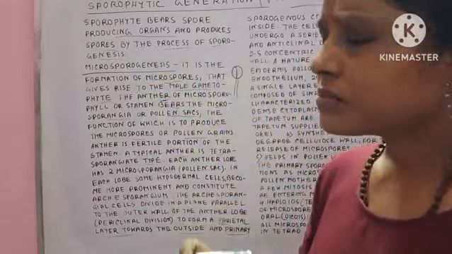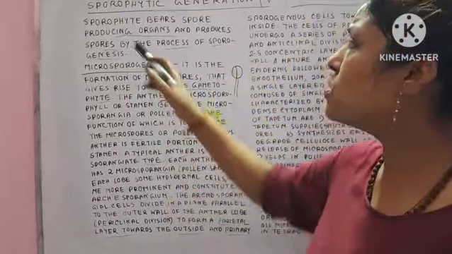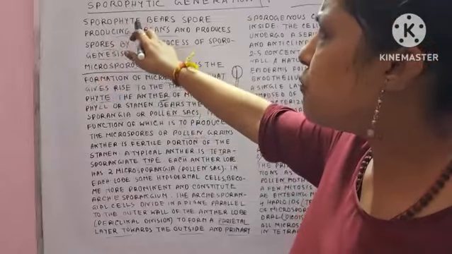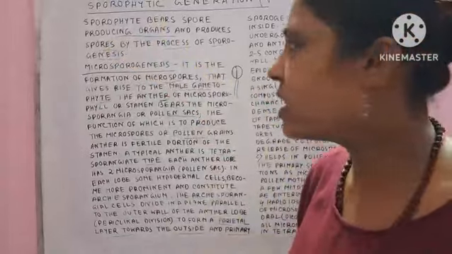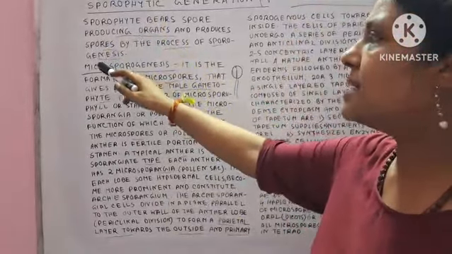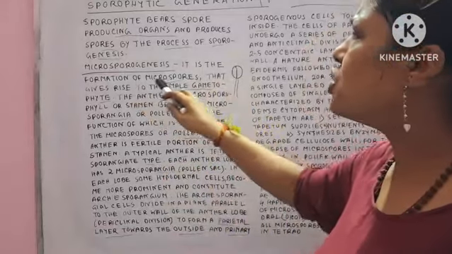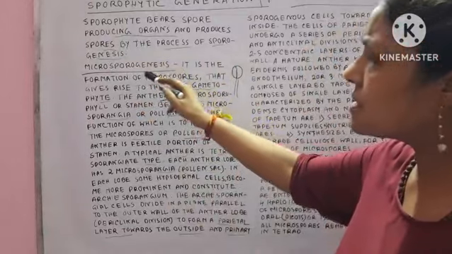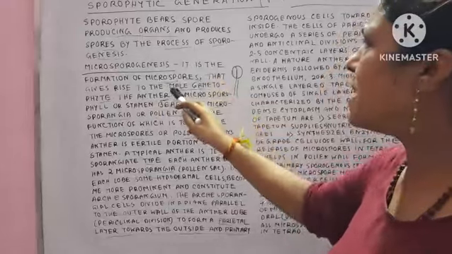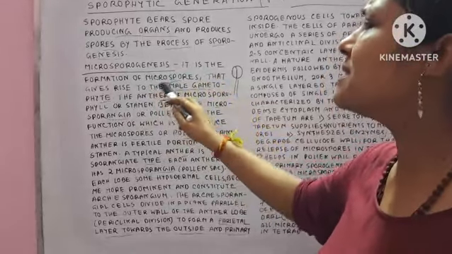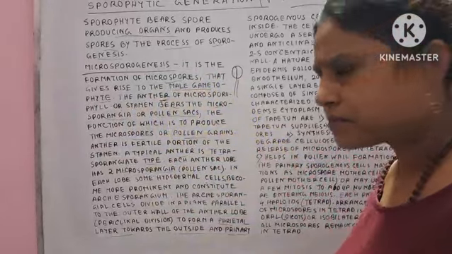So what is sporogenesis? Sporogenesis is the process by which spores are produced, and the sporophyte contains the organs which can produce the spores. Clear? Now the first stage is microsporogenesis, the formation of the microspores. Microsporogenesis is the process by which microspores are formed, and they mature to form the male gametophyte.